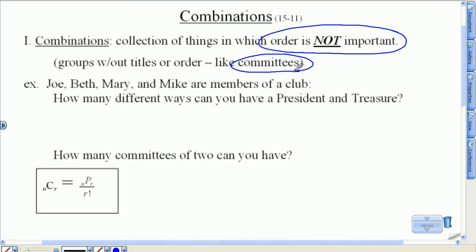Joe, Beth, Mary, and Mike are members of a club. How many different ways can you have a president and treasurer? These are jobs. President's a job, treasurer's a job. So that's a permutation. 4p2 is 4 times 3, which is 12.